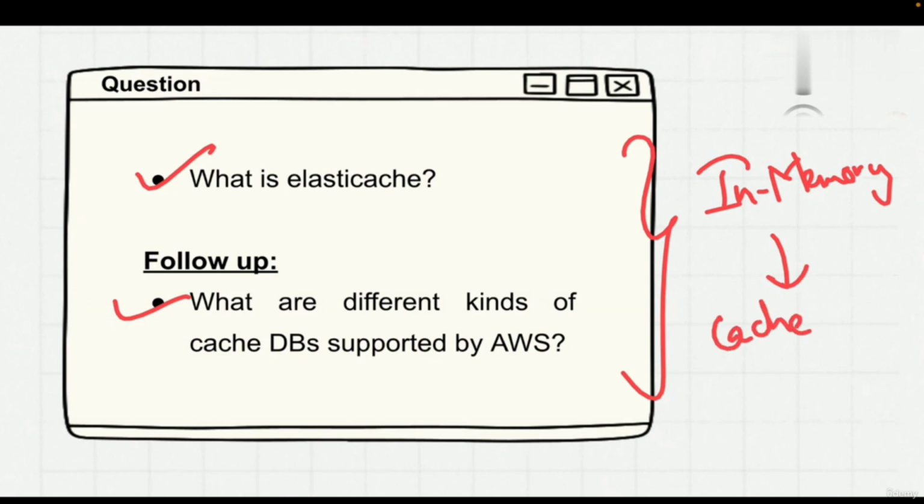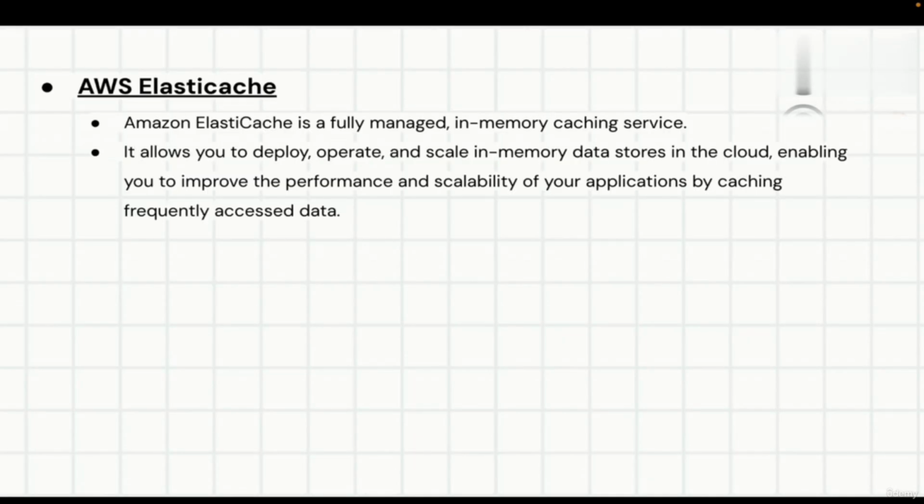So when we are working on a system, we want that there is not much load on the databases. So in order to avoid that and give faster performance from the databases itself, we involve one more entity which is called a cache system or ElastiCache. So let's understand what is ElastiCache. It's a fully managed in-memory caching service. So it's an in-memory database.